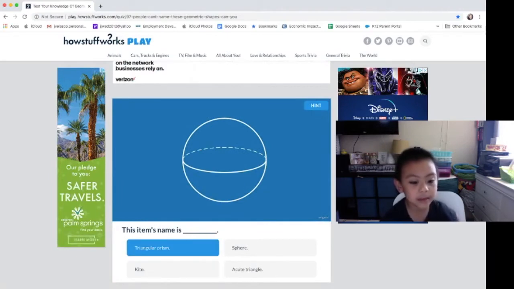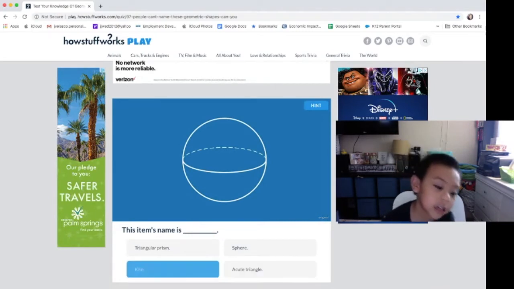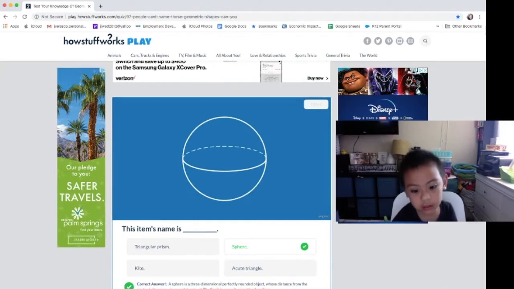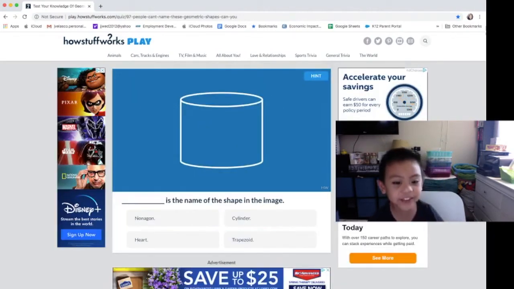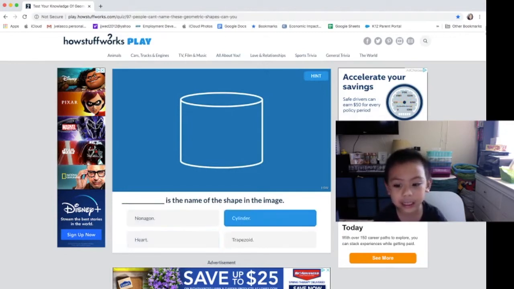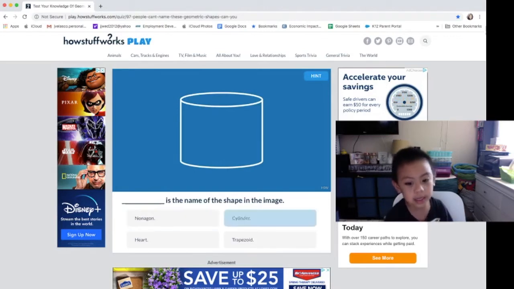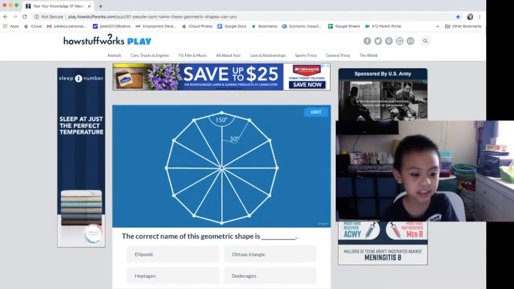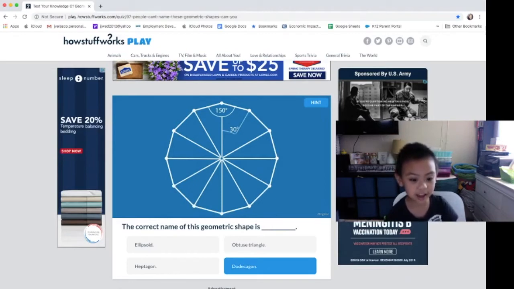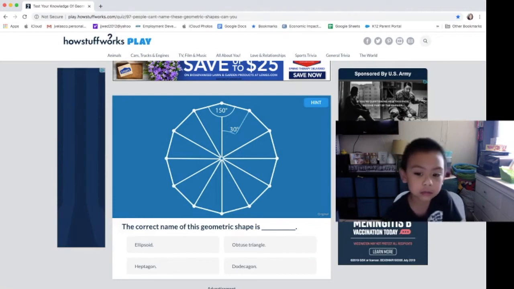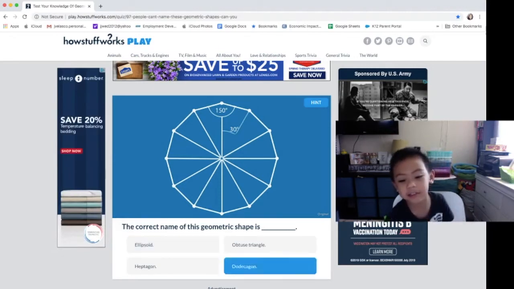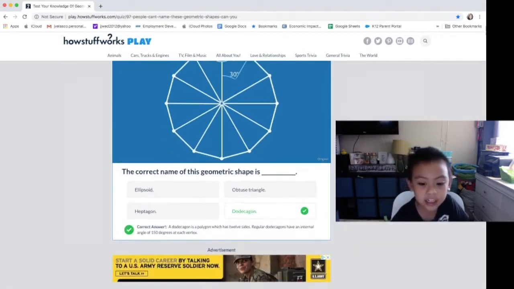This item's name is triangular prism, acute triangle, kite, or pear. It's a pear. The name of the shape in the image is trapezoid, nonagon, heart, or cylinder? Okay, so it's cylinder. The correct name of this geometric shape is dodecagon, heptagon, triangle, or ellipsoid. I'm so bored. I'm just kidding. Dodecagon. Oh what? Wait, I didn't press it yet. You're supposed to look at me. I didn't look at you.